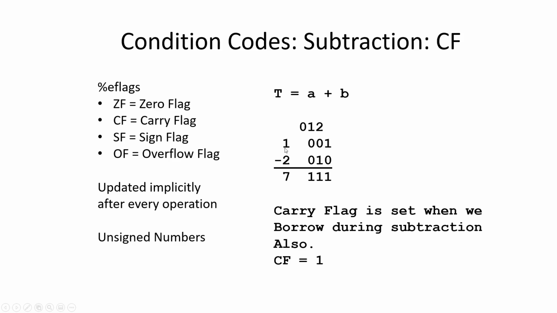So check this out. 1 take away 2 is equal to 1, 1, 1 in the computer. That's in unsigned numbers equal to 7. So again, we got this computation wrong because we borrowed in from an imaginary bit that's not actually there. And so this will result in this carry flag being set.